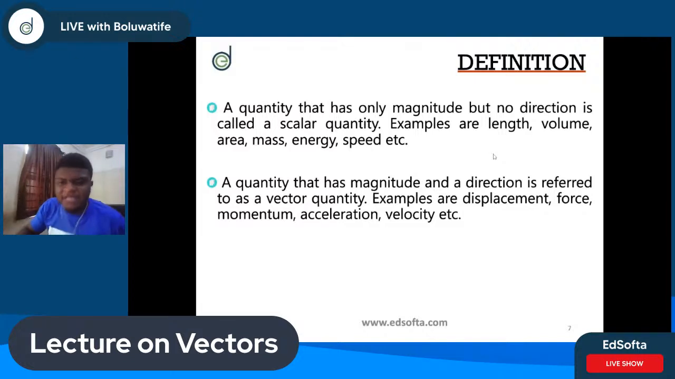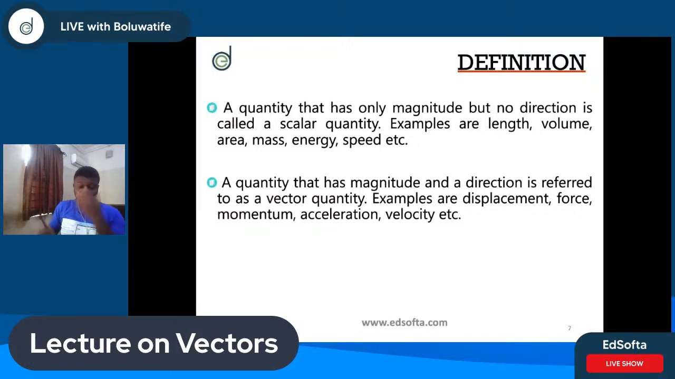Examples are displacement. Sometimes I define displacement as distance with direction. I'm not just saying that the distance between point A and point B is 5 meters; I'm now saying the distance between point A and point B is 5 meters in the northwest direction or in the southwest direction. By adding a little bit of direction, we've converted the scalar quantity to what? To a vector quantity. That's why I say displacement is simply distance with direction.